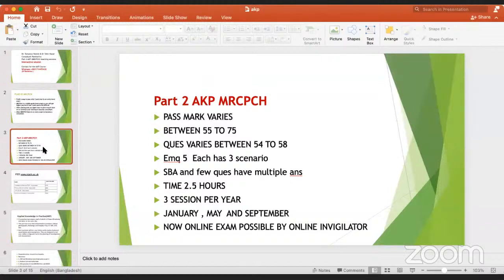So we know that MRCPCH has 3 exams. Part one is TAS and FOP that you have to pass separately. Part two is AKP. Pass mark is combined. I mean, morning and evening, there are 2 papers, 2.5 hour exam, but it is combined. So even if you did good in one paper and you did bad in another paper, it's okay. Pass mark will be combined, okay?